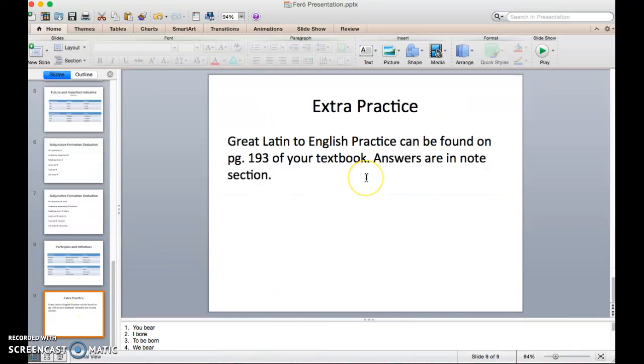Now, there's some great Latin to English practice, right? So you're just recognizing what tense the form is and producing it. You don't have to create the form from scratch yet. And it's a good way for you to gain some familiarity with these forms. That's on page 193 of your textbook. I'll put the answers to that exercise in the notes section of this presentation, which you can find on your resource page. So feel free to reference that. All right, I hope this presentation was helpful, and I'll see you in class.